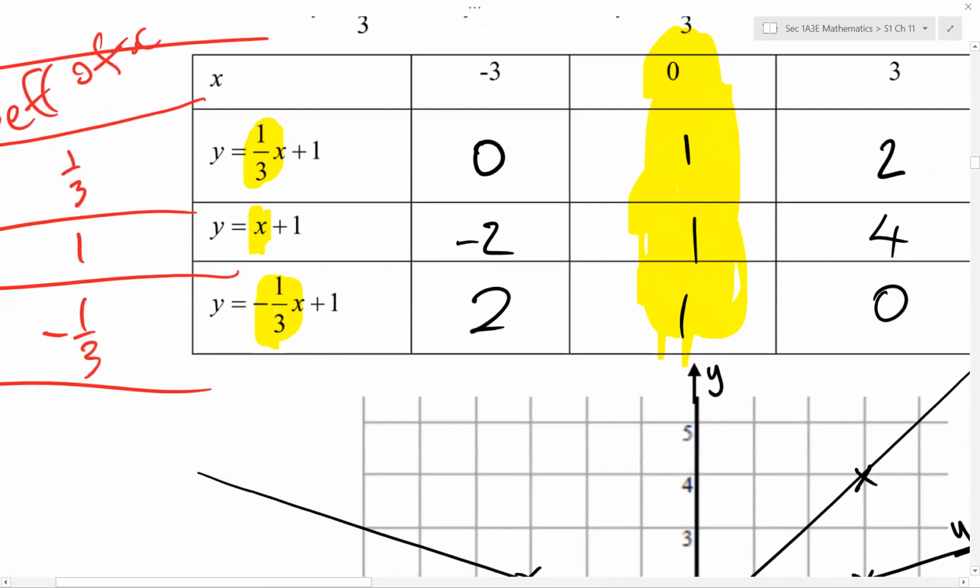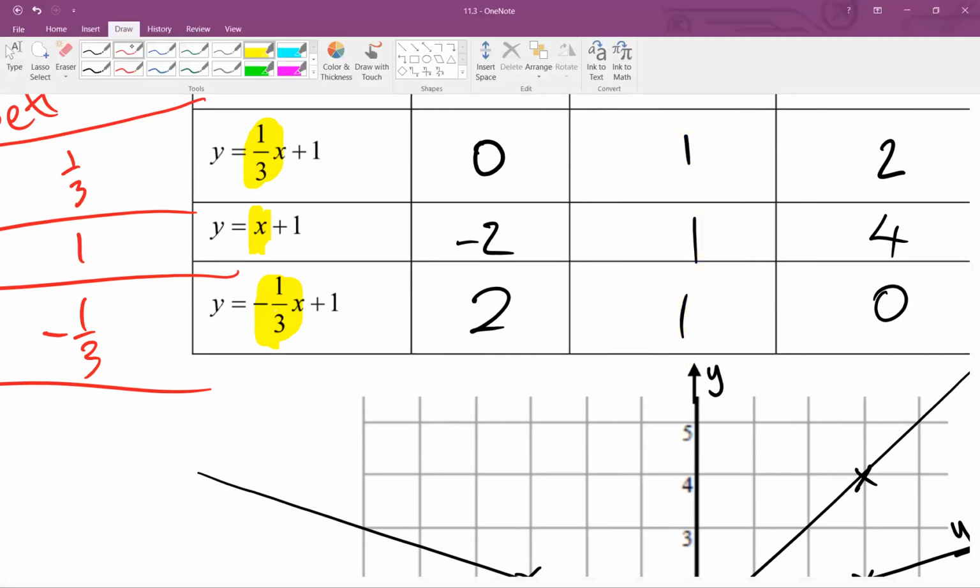1/3 times 0 is 0. X equals to 0. Third case, negative 1/3 times 0 is 0. All the highlighted values became 0. And then what happened after that? Yeah, all of them became the same. 0 plus 1, 0 plus 1, 0 plus 1. So what caused all of them to meet at the same point? It was the x equals to 0.